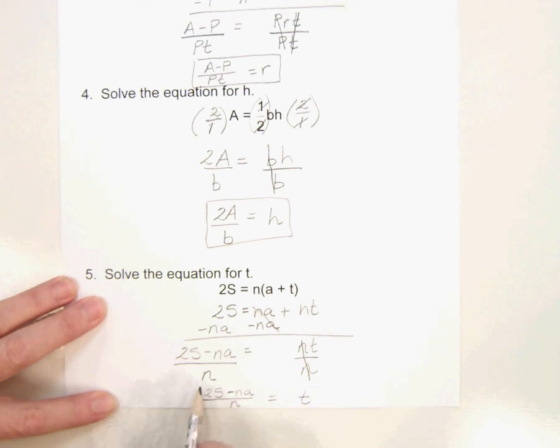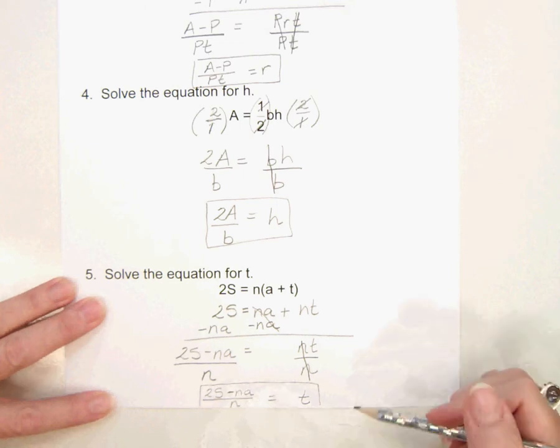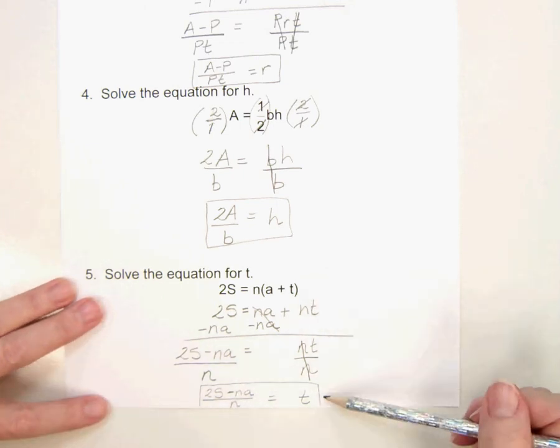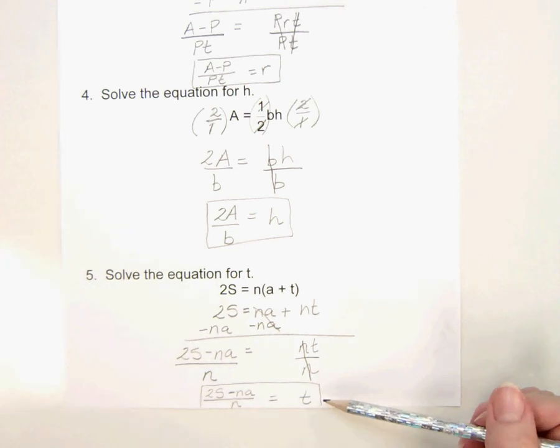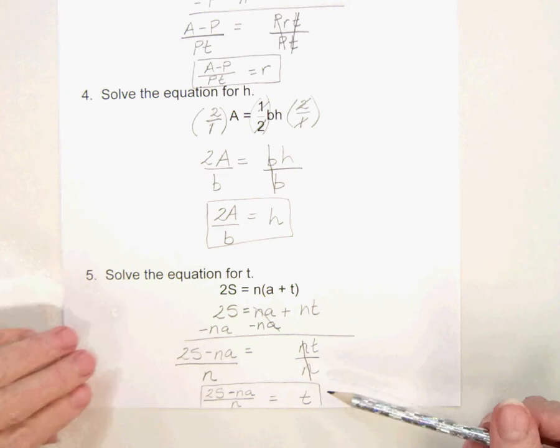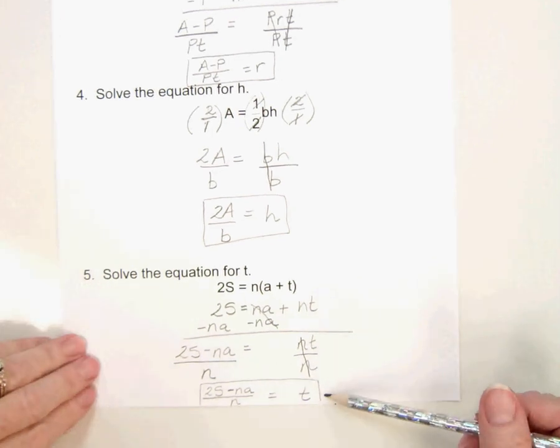This is your final answer. You've rearranged your formula. These really are equivalent formulas. This formula is just not solved for the one you're solving for, but if you do your math correctly, if you do the operations and properties correctly, you will have the same equivalent equation.